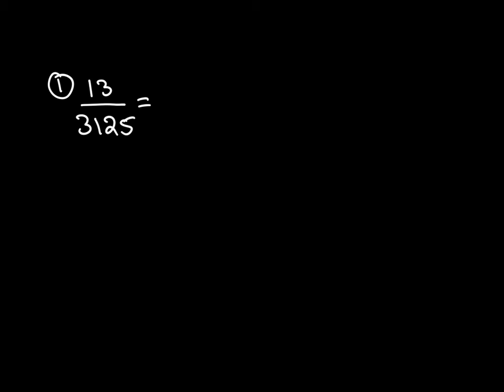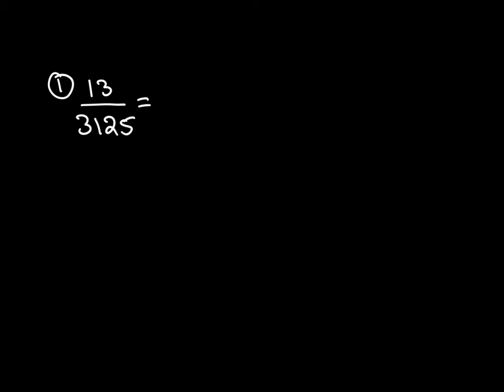Let's try this problem. Without actually performing the long division, state whether the following rational number will have a terminating decimal expansion or a non-terminating repeating decimal expansion. So let's find out whether this will have a terminating decimal expansion or a non-terminating repeating decimal expansion.